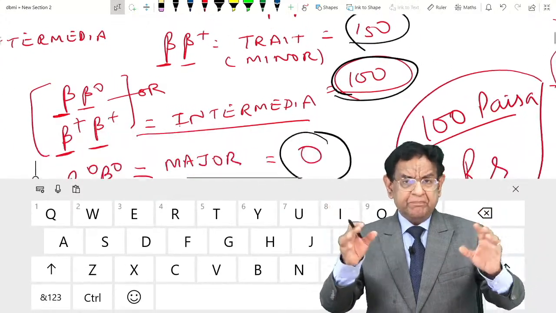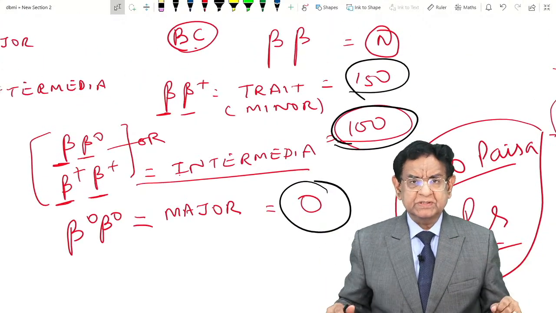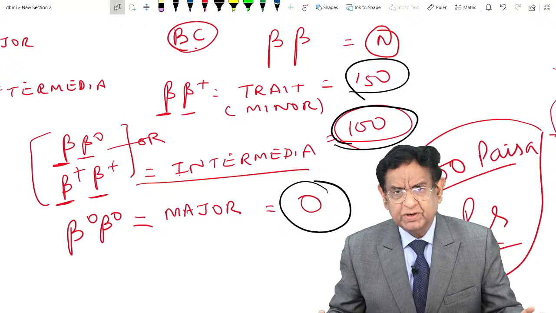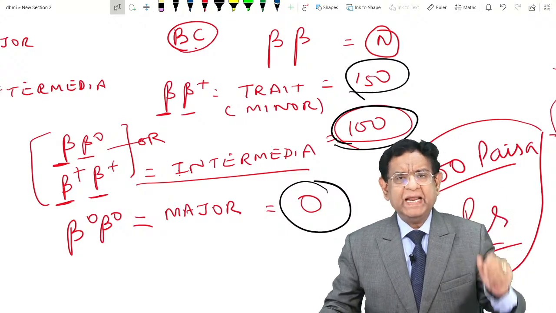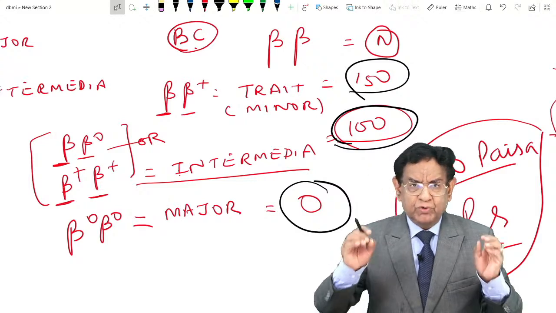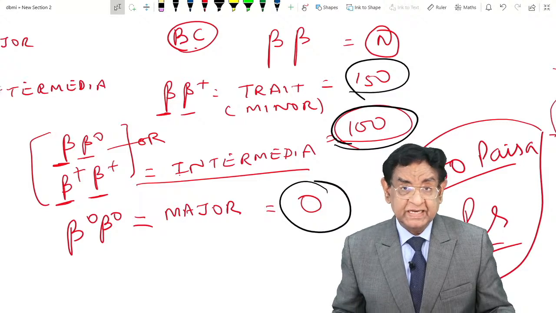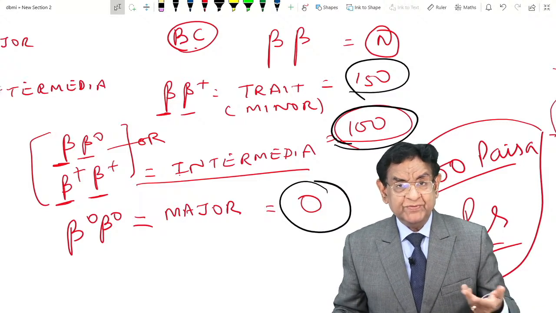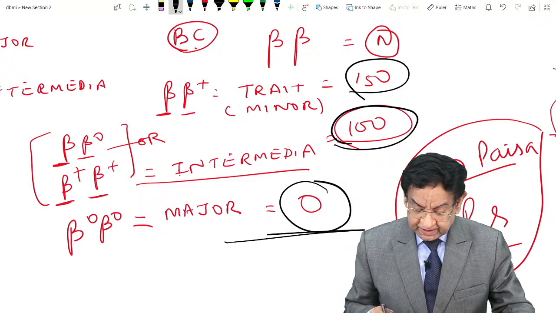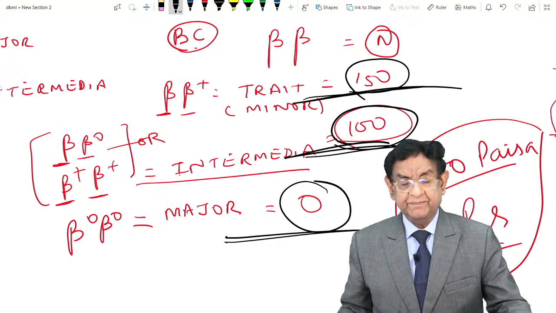This is the simplest way of presentation. You read books, you read any pathology book, lot of overlapping is there. And that caused the confusion. So this is the most simplified version about thalassemia. So now if you look into it, it is 0 paisa, 100 paisa and 150.